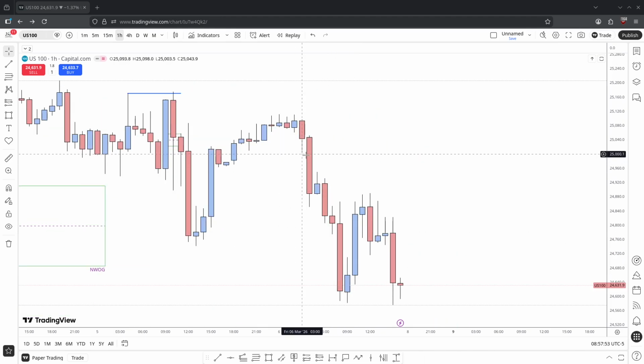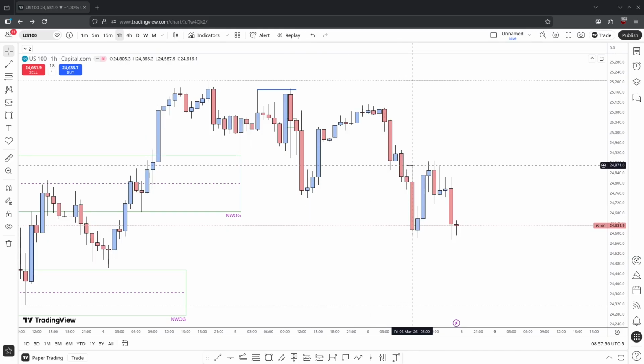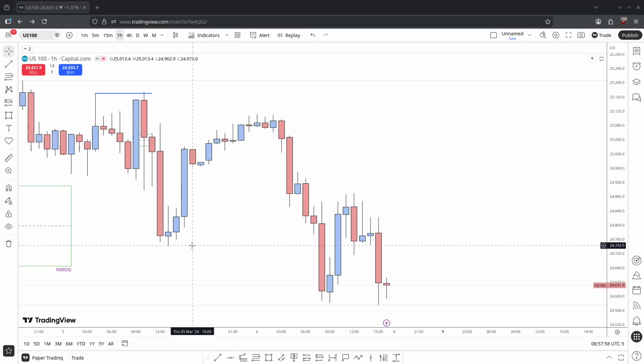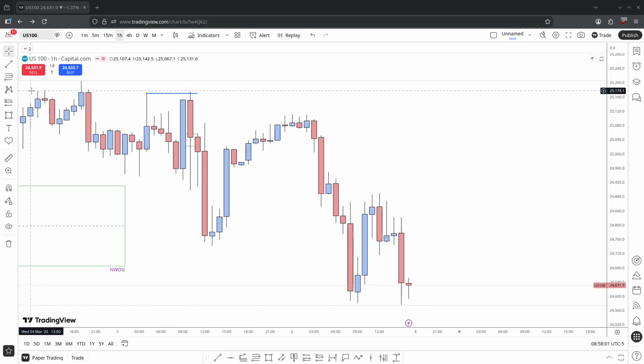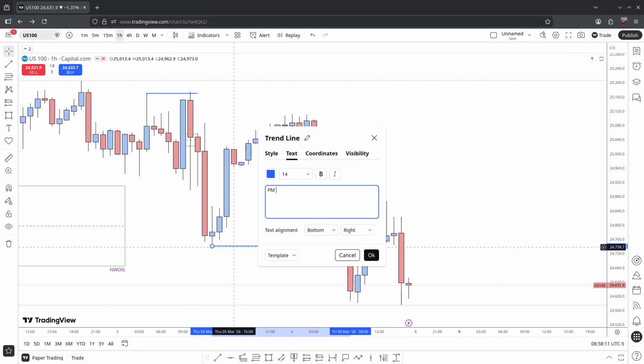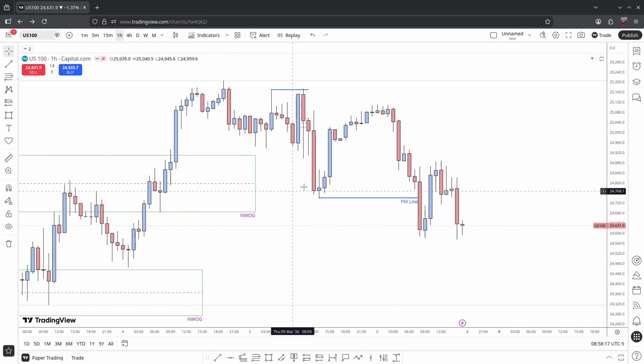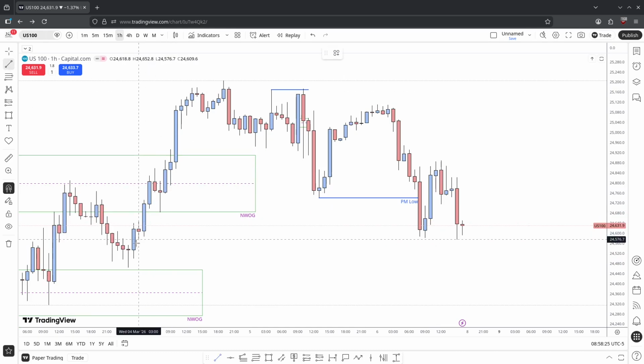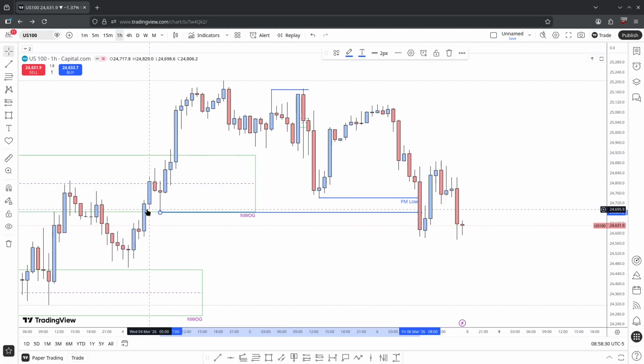So let's see here. Hmm. Okay. All right. Seems like you maybe had something here. There would have been a PM low right there. You would have had this low. You would have had this one. Did it tag this? Just barely didn't tag that one. So pretty much it tagged this one. So this one and that one would have been on this.